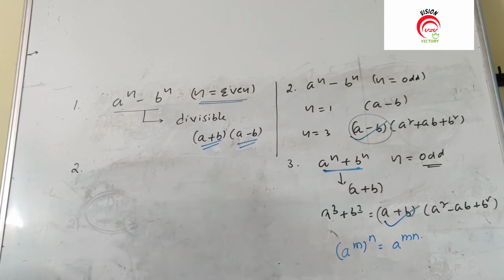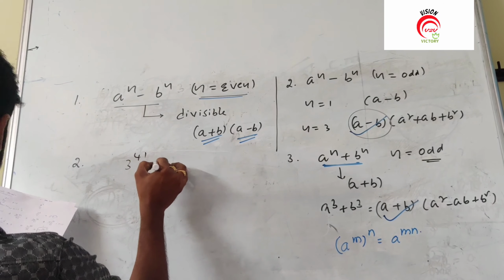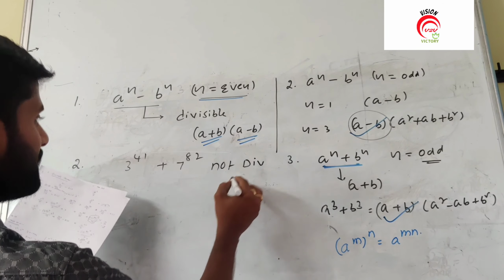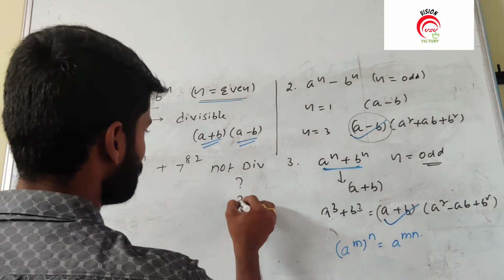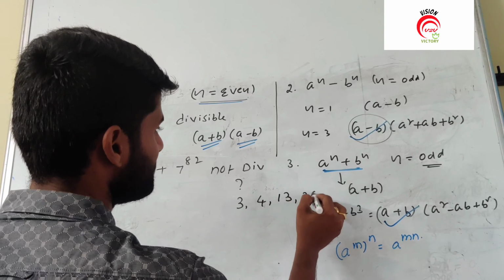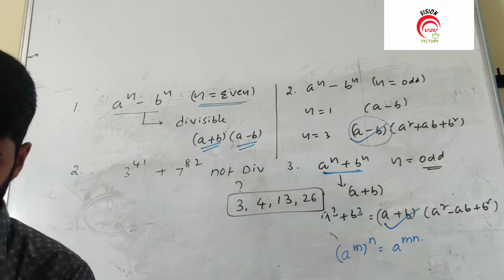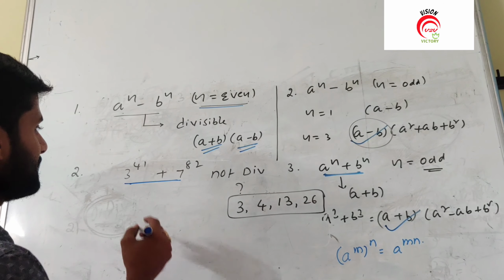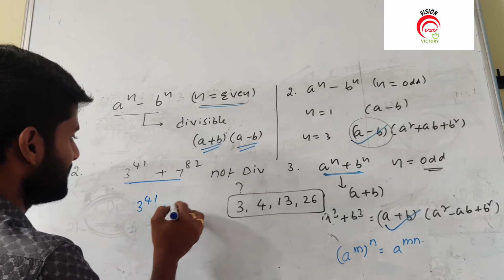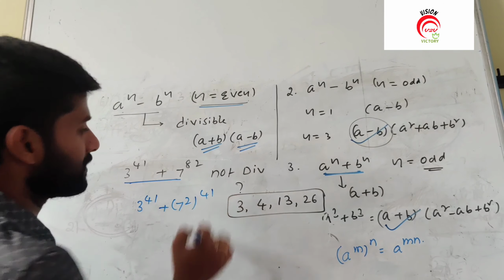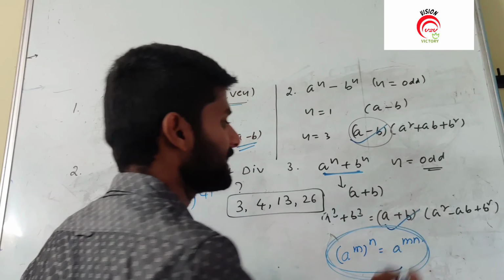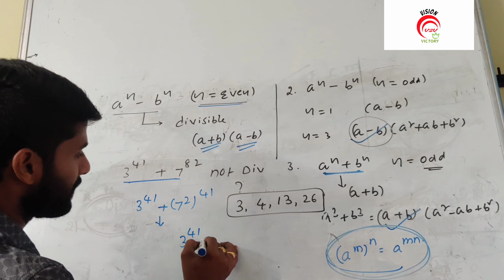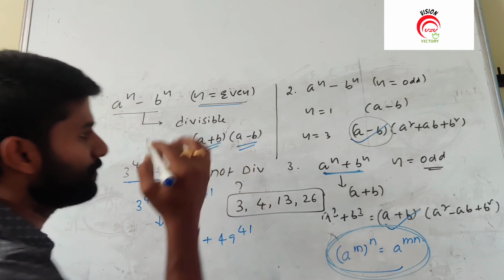See the second question: 3⁴¹ + 7⁸² is not divisible by which of the following numbers? The options given are 3, 4, 13, and 26. For this type of question, convert these numbers into the aⁿ and bⁿ concept. It means 3⁴¹ + (7²)⁴¹. According to the rule, (aᵐ)ⁿ can be written as aᵐⁿ. So this can be converted into 3⁴¹ + 49⁴¹.